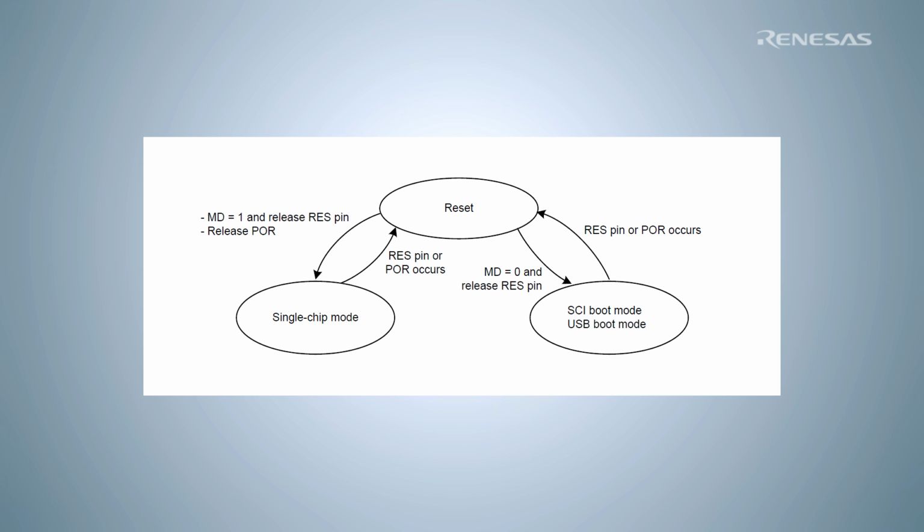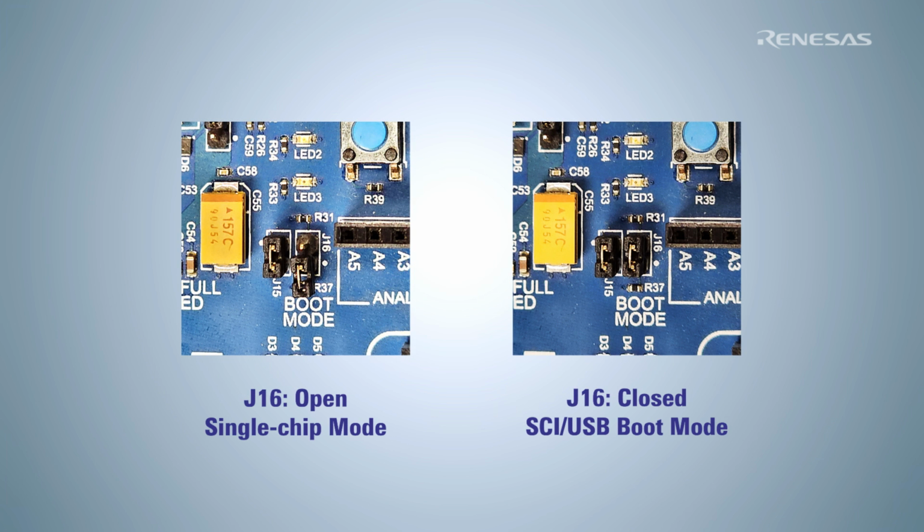Now, the mode to be loaded is decided based on the state of the MD pin, which needs to be set to 0 when the board powers up. EK boards provide an onboard jumper to short the MD pin at J16. In order for the board to start in boot mode, this pin needs to be shorted.